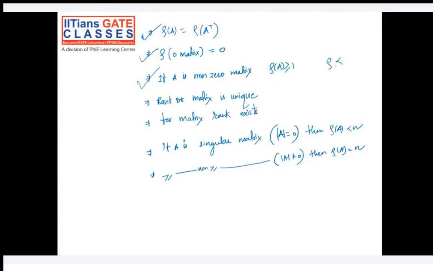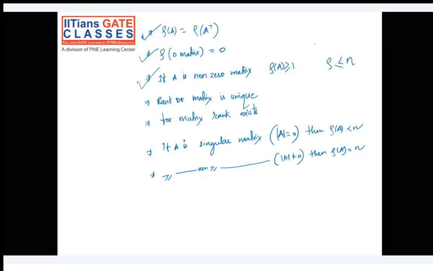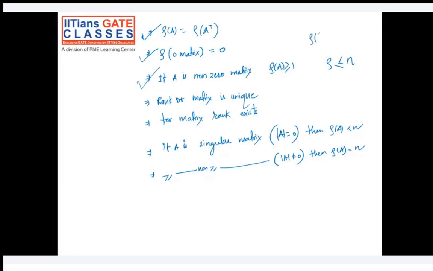In short, the rank of a matrix is unique. You cannot have 2 ranks or 3 ranks for a single matrix. It's a unique value, and for every matrix, a rank exists.